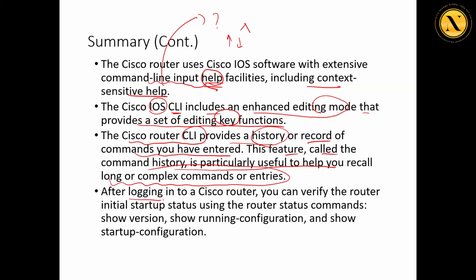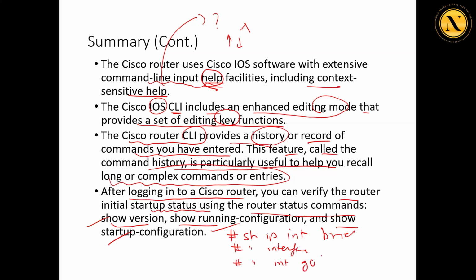Okay. After logging into a Cisco router, you can verify the router's initial startup status using the router status commands like show version, show run, show start, show IP interface brief, right? Or show interfaces, or for a particular port, show interface gigabit 0/0, whatever, right? So many commands. We'll look at this. Show protocol, show IP protocol, show IP route later on.